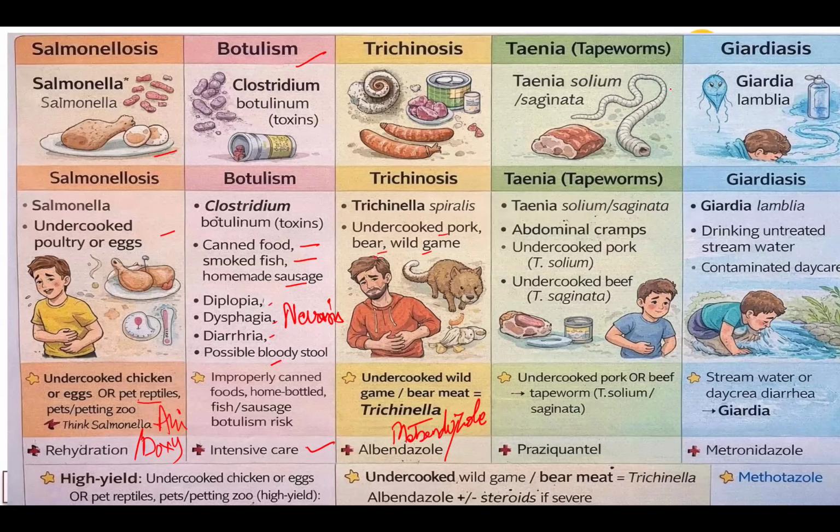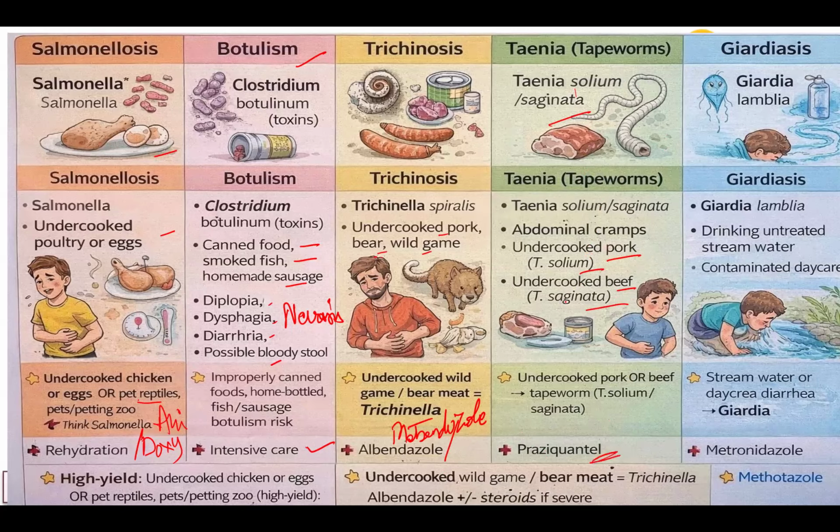Now, coming to Taenia solium or Taenia saginata, from beef and pork. Both places it is going. If it is pork, it is solium. If it is beef, it is saginata. And the drug of choice for this is praziquantel.